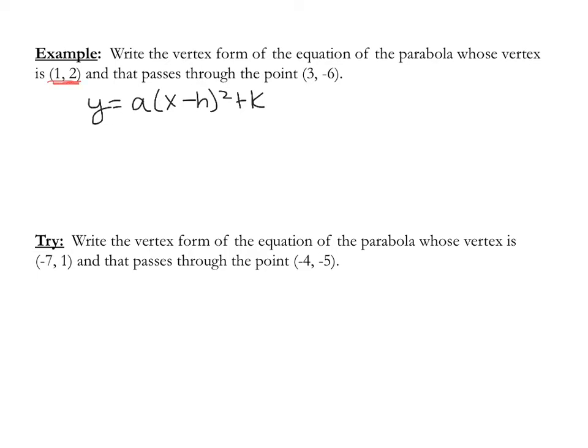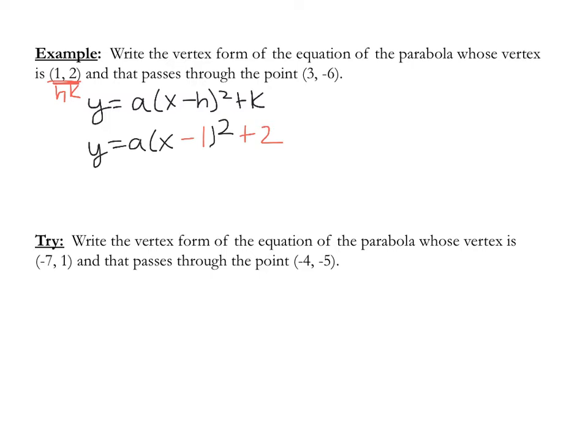This right now is the vertex. What letters can we plug the vertex in for? That can go in for h and k. So I'm going to plug those in for h and k first. That's going to be minus 1. And then it'll be plus 2.